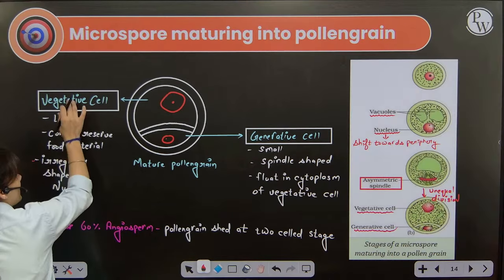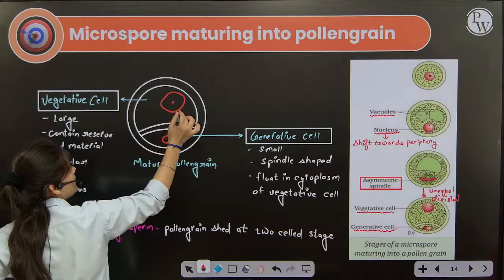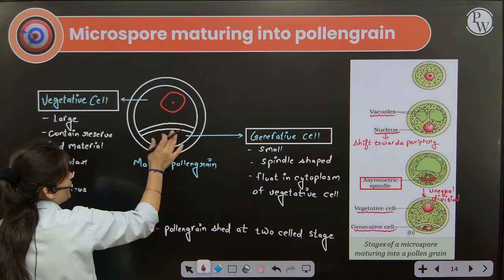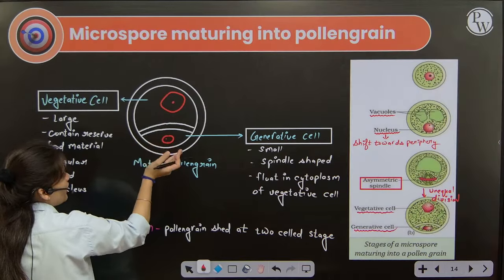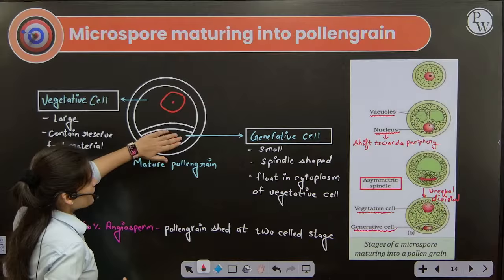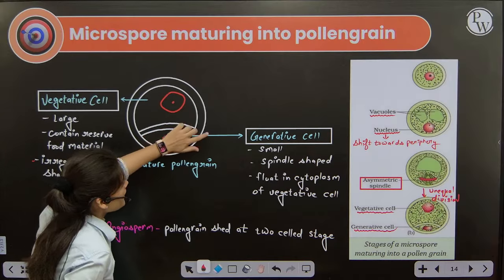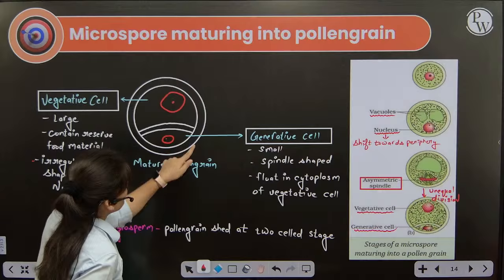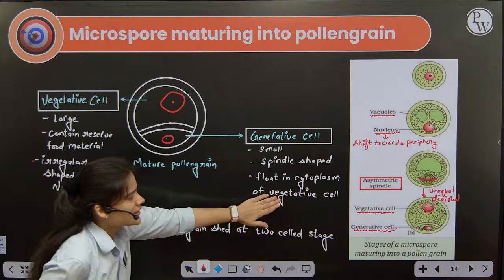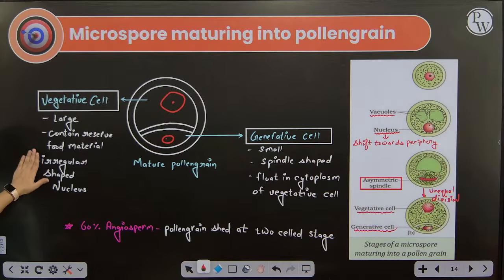This vegetative cell has an irregular shaped nucleus. Now, out of these two cells, which cell floats in the cytoplasm of which cell? This smaller cell, the generative cell, appears to float in the cytoplasm of the large cell, that is the vegetative cell. It contains reserve food material.